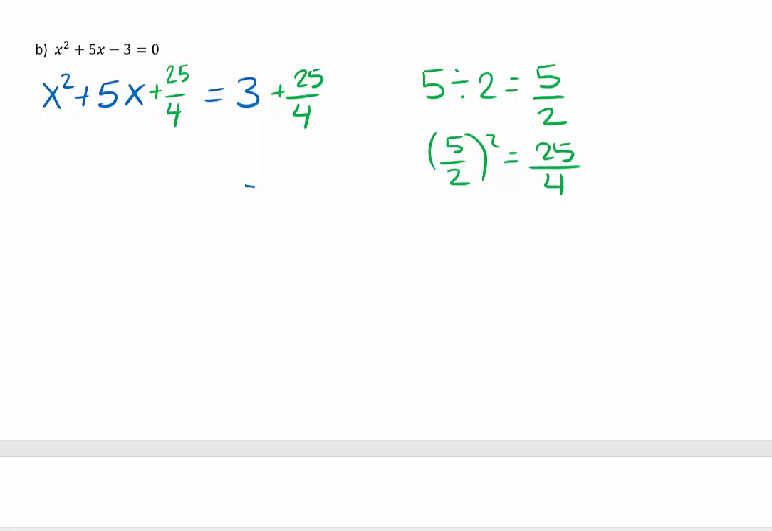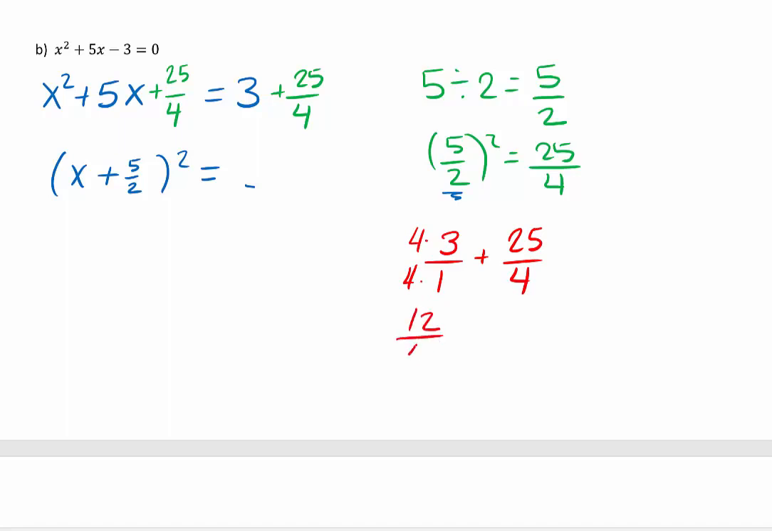Step 3 is factor. We can factor this as something squared. It's always whatever you squared, so x plus 5/2 squared. Now I need to add the 3 with the 25/4. I'm going to need a common denominator to do that. 3 is the same thing as 12/4, and 12 plus 25 is 37, so 3 plus 25/4 is 37/4.